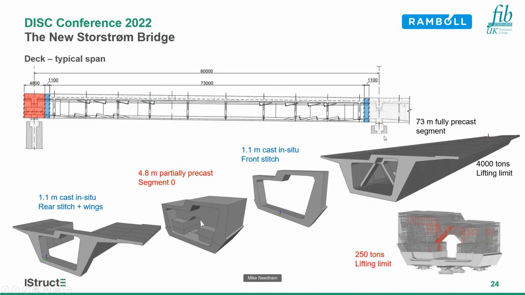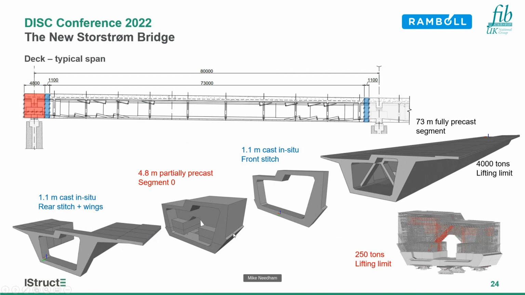So the typical deck on the approach span is 80 meters overall, which consists of a 73-meter fully precast segment, which is designed so it fits precisely on the 4,000-ton lifting limit that we have due to the cranes involved. Then there's a 1.1 meter front stitch, which is on the right of this diagram as you look at it.